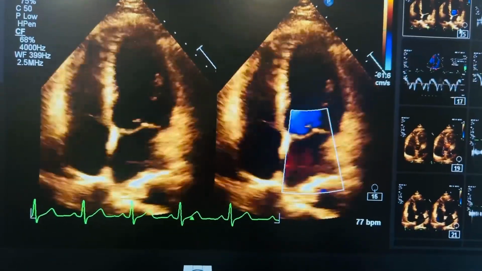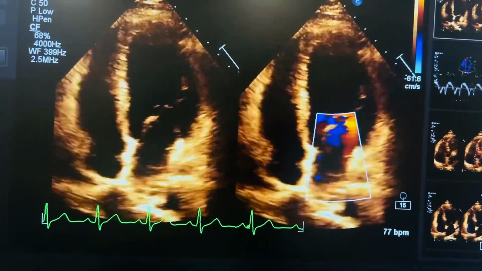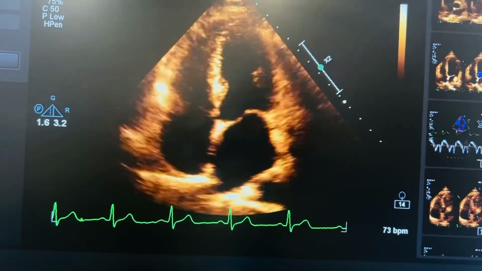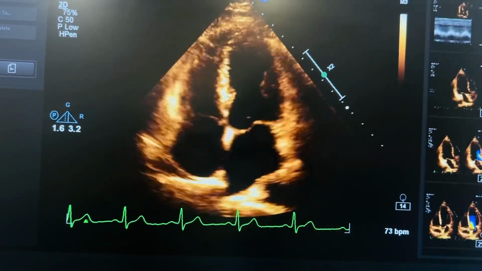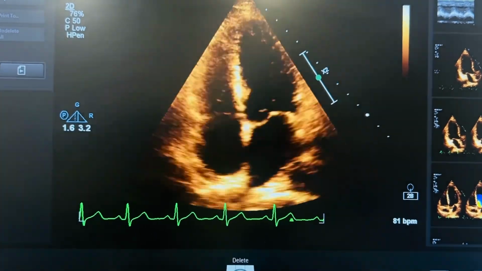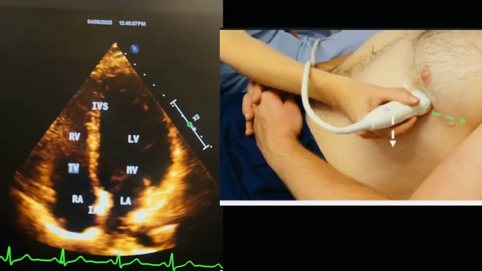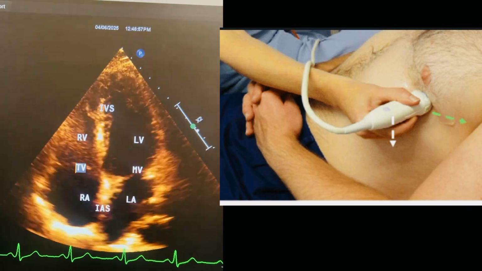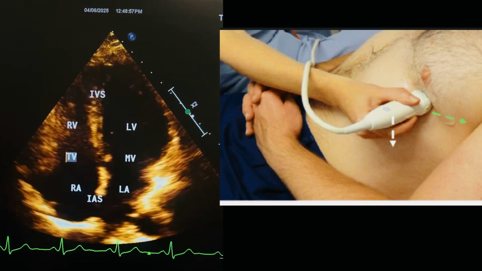Let's move on to the apical 4 chamber view. This view is obtained by placing the probe slightly below and to the left of the nipple. Sometimes you will have to move the probe medially or one intercostal space up or down to find the optimal window. The probe orientation marker is held towards the patient's left. Apical 4 chamber is also useful to assess longitudinal function of the heart chambers.